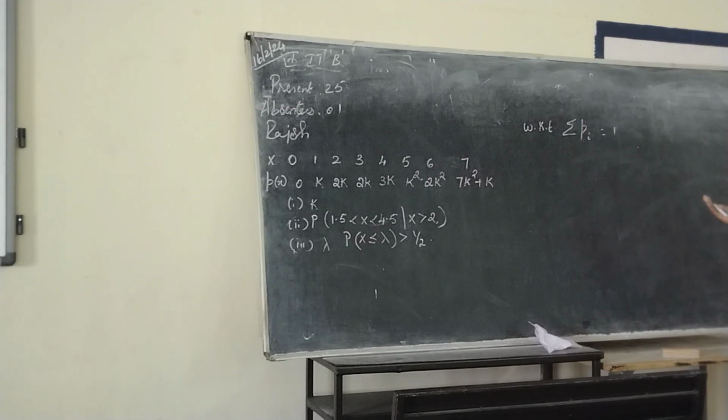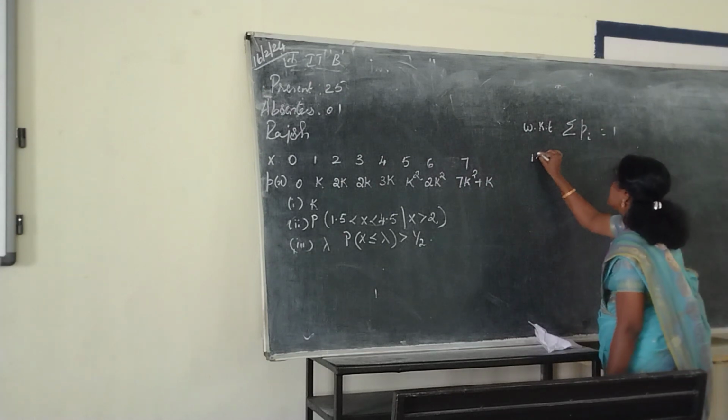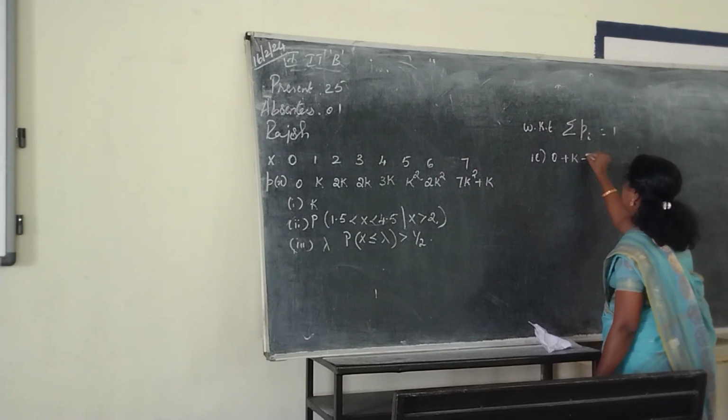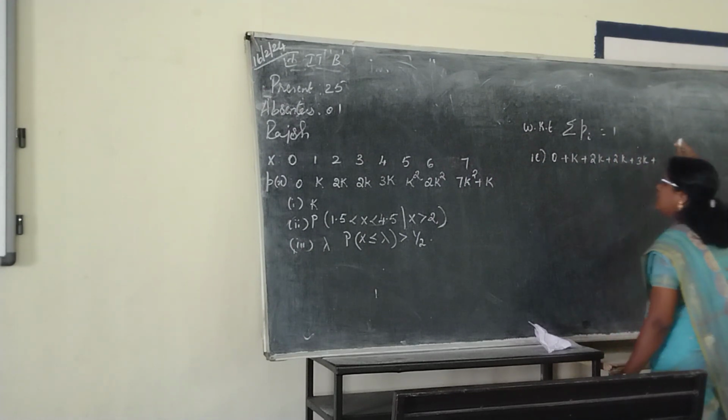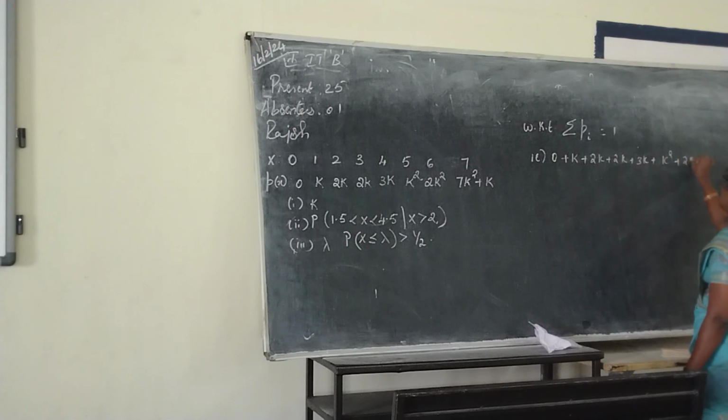How many probability values are given? 8, from 0 to 7. Add all the probability values. That is 0 plus k, 2k, 2k, 3k, k square, 2k square, 7k square plus k equal to 1. Now simplify your left hand side. How many k's are there? 9 k's. How many k square?